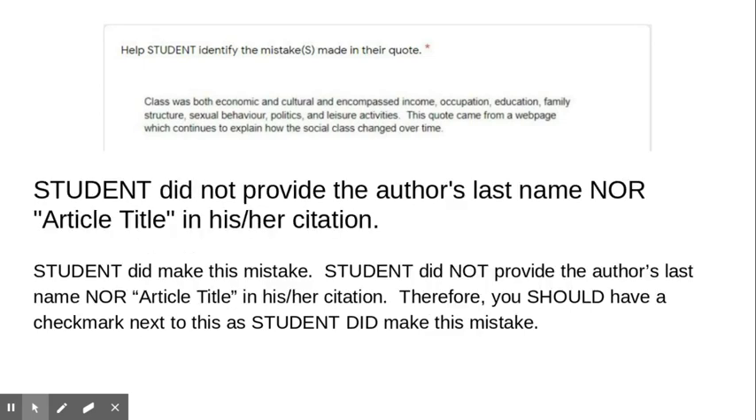Next, student did not provide the author's last name nor article title in his or her citation. So student did make this mistake. So you use an author's last name as long as there is an author present. If there is no author, then that quote, article title, end quote, would be what you put in parentheses. So yes, go ahead and check that because that is a mistake that student made.